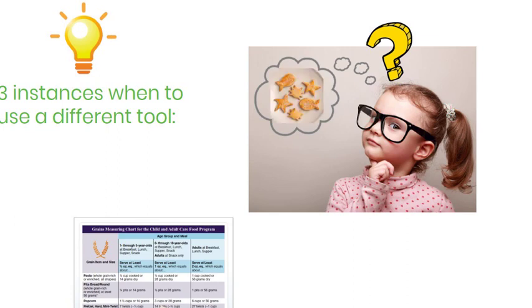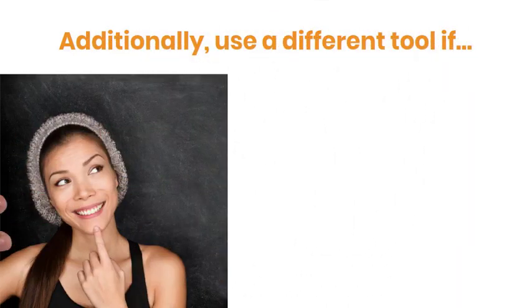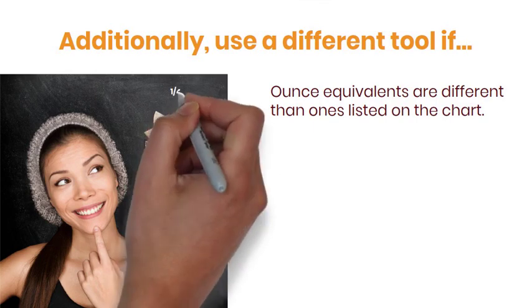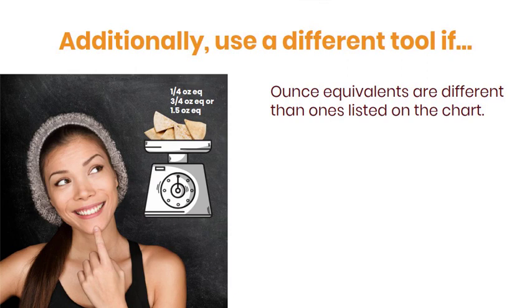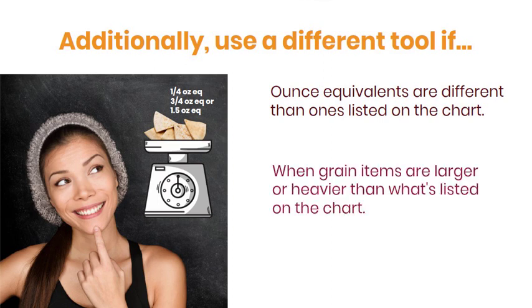So, let's say you see a new type of cracker that's on sale, and you want to serve it. But because you've never served it before, you don't have one on hand that you can measure. You may also want to use a different tool if you are serving a grain item to meet part of the grains requirement, such as if you wanted to serve 1/4 ounce equivalent, 3/4 ounce equivalent, or 1.5 ounce equivalent, because this chart only lists amounts for 1/2 ounce equivalent, 1 ounce equivalent, and 2 ounce equivalents of grains. Additionally, while you could use the chart with grain items that are larger or heavier than what's listed on the chart, if you wanted to serve exactly what was required in the CACFP meal patterns, that might be another time that you choose to use a different tool.